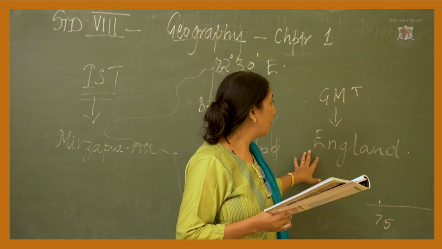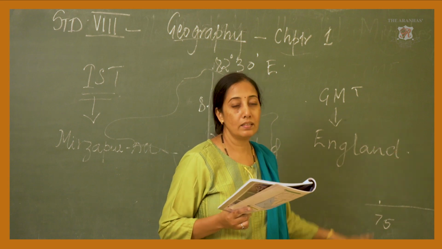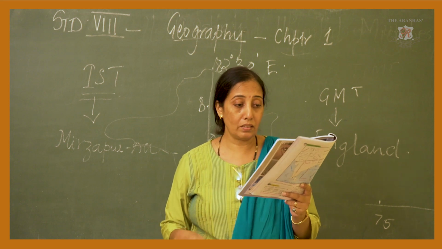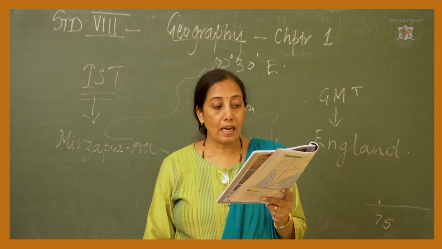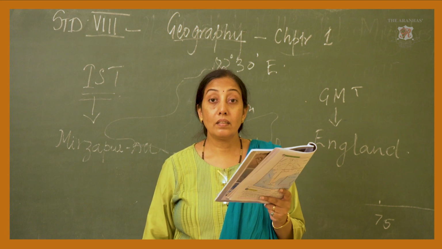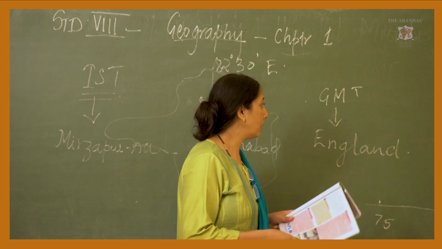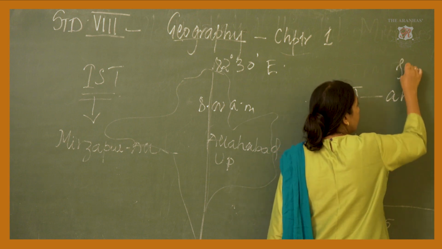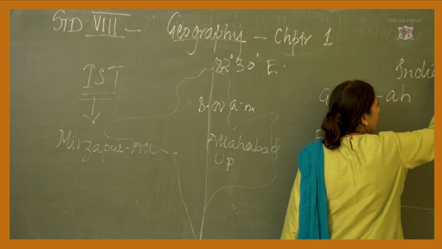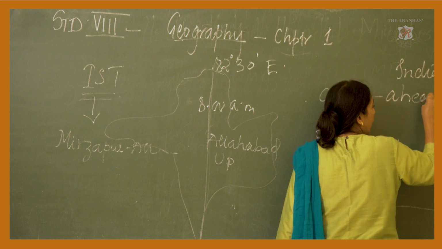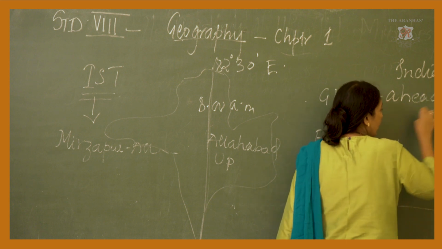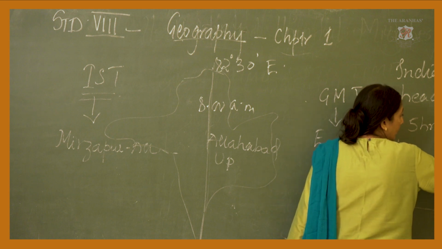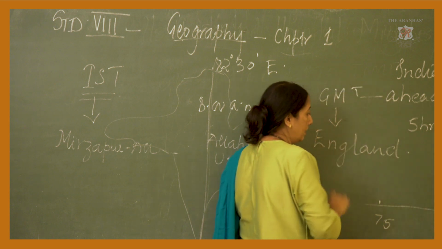Now, what is the difference from England to India? This GMT, it is 5 hours and 30 minutes. Okay. So, the Indian standard time is 5 hours and 30 minutes ahead of GMT. We are always ahead. That is, India is ahead by 5 hours and 30 minutes from England.